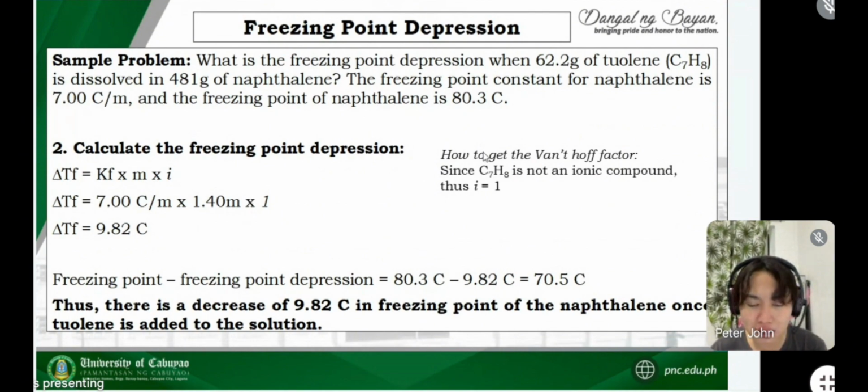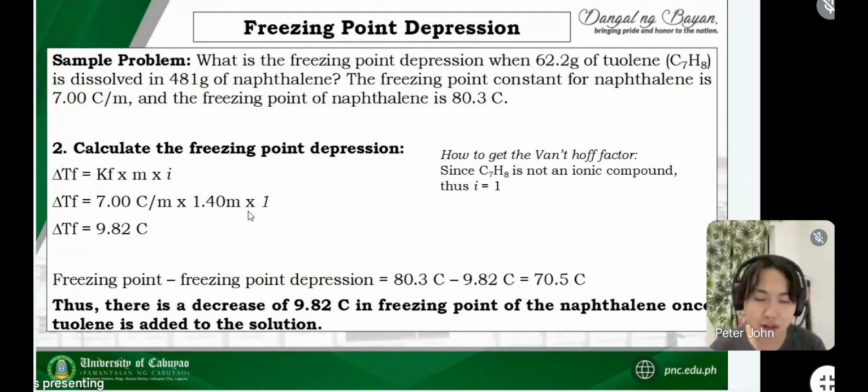It is just because toluene is not an ionic compound. Instead, it's a covalent compound. Kasi nga, carbon, hydrogen, so basically, they are not expected to create a conductivity sa mismong solution. So, that's why yung bilang lang natin dito is 1. 1 lang po pag ganyan. Kahit anong mangyari, 1 siya pag covalent molecule lang siya. Okay po? Typical way lang natin na pag-multiply is we have 7 degrees Celsius per molal times 1.40 molal times 1.